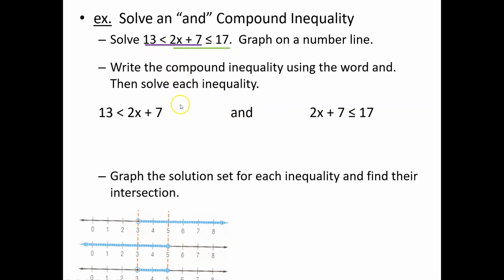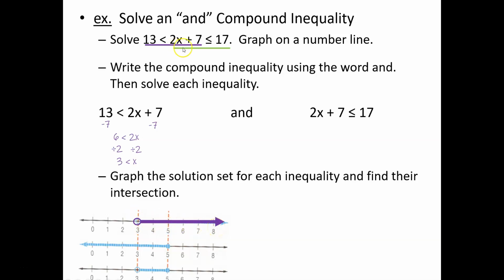So the purple inequality, 13 is less than 2x plus 7, we want to get that x by itself, so we subtract 7 from both sides. We get 6 is less than 2x. Then we divide by 2. And we get 3 is less than x. So it's an open circle, and the arrow goes to the numbers where x is greater than 3.